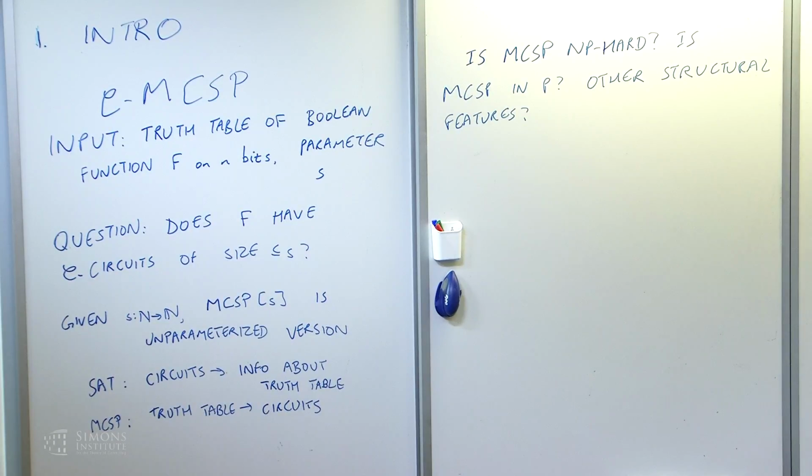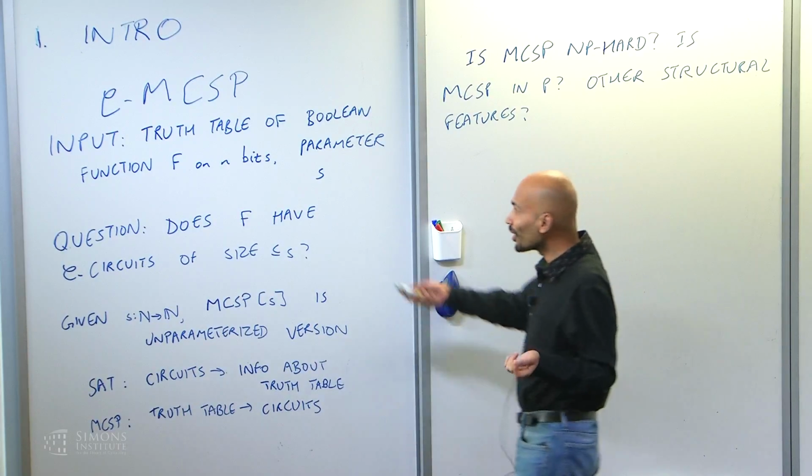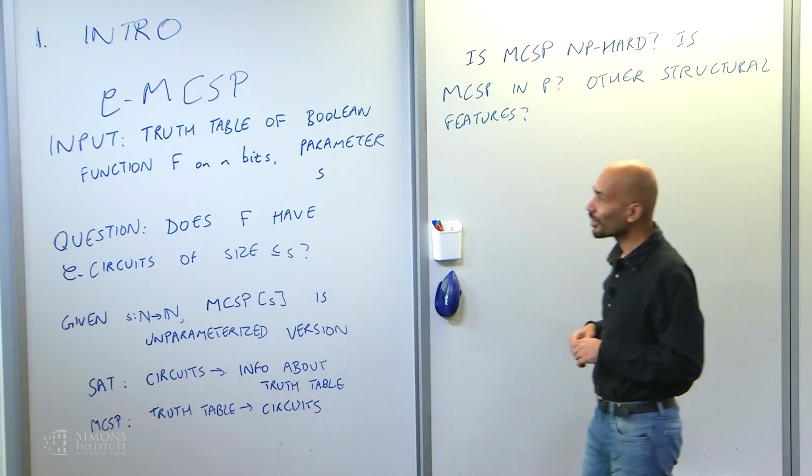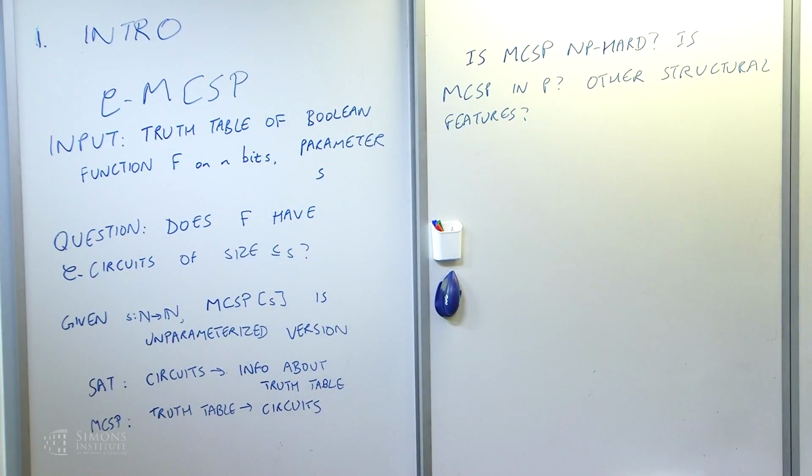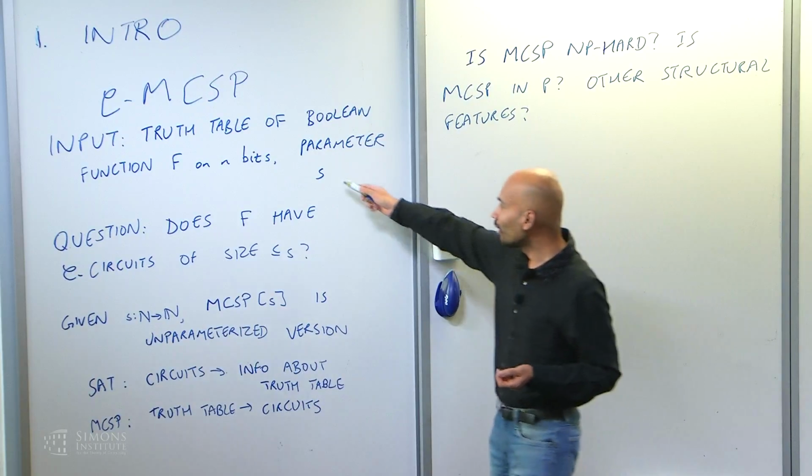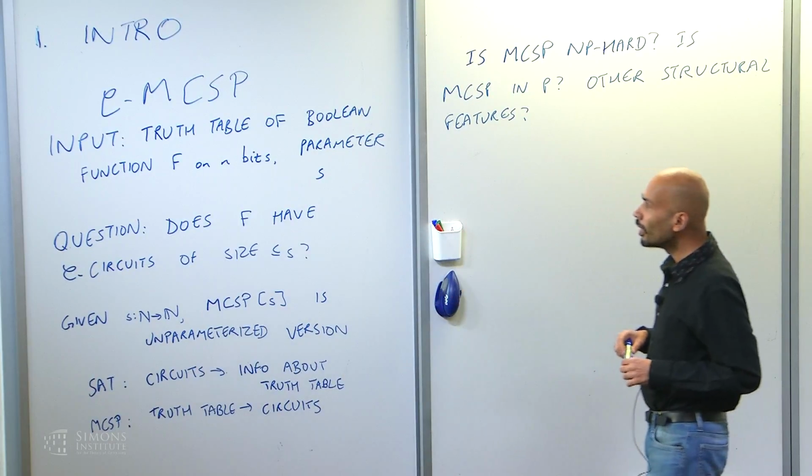This is a lower bound semester, and my argument is that if you're interested in lower bounds, you should be interested in MCSP, because every lower bound is a no instance of MCSP. Every lower bound is, for some complexity measure, saying that there's a function which doesn't have a small complexity measure.